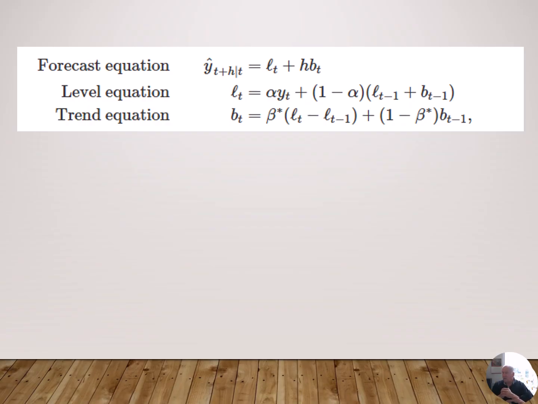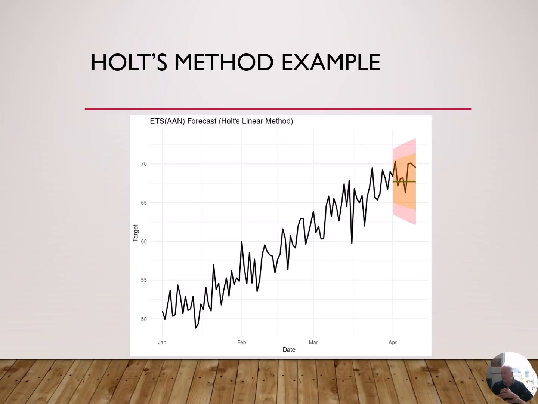So if we look at our predicted value, it's equal to the level plus h times b at t. So the level is equal to alpha times y of t, plus 1 minus alpha times the level at t minus 1, plus b at t minus 1. And b is the trend equation, which is beta times the change in the level, plus 1 minus beta times b at t minus 1. So in this case, using Holt's method, we can go ahead and predict this variable.